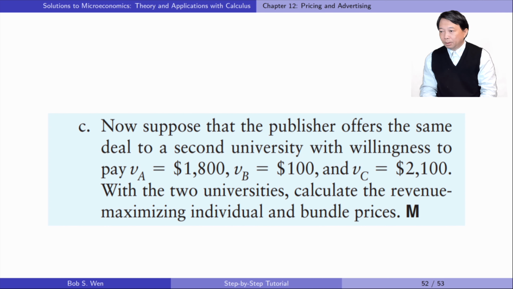In Part C, now suppose that the publisher offers the same deal to a second university with a willingness to pay $1,800, $100, and $2,100. With the 2 universities, calculate the revenue maximizing individual and bundle prices.